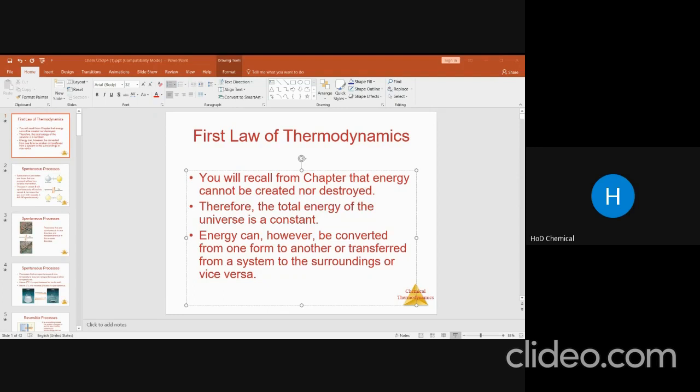The entropy increases with the freedom of motion of molecules. The freedom of motion of molecules means the entropy of the gas is greater than the entropy of the liquid, which is greater than the entropy of the solid. Here G represents the gas, L represents the liquid, and S represents the solid.